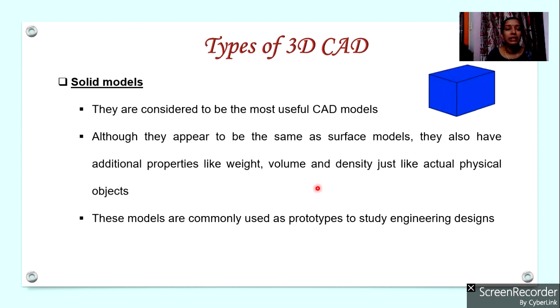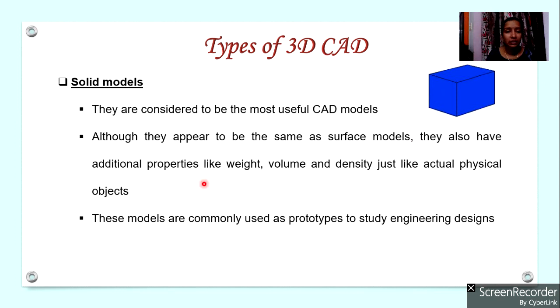The last one is the solid model. A solid model is the most useful CAD model. This is the solid model of a cube. This is the most realistic model. Even if it is almost similar to the surface model, it has some of the properties like actual physical objects.